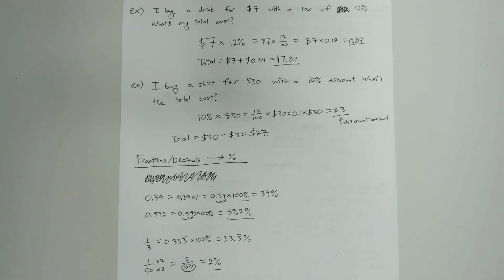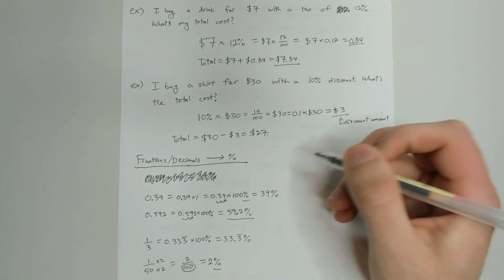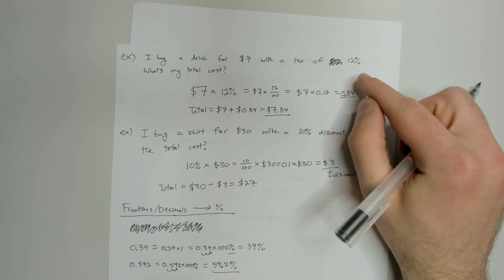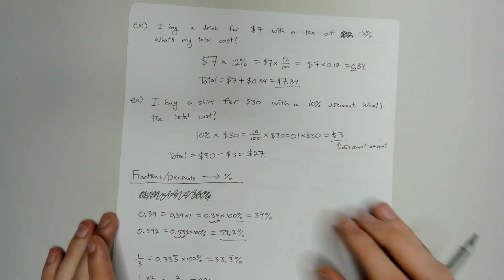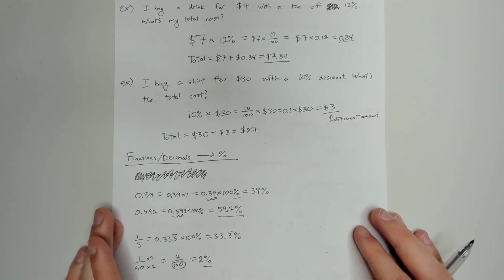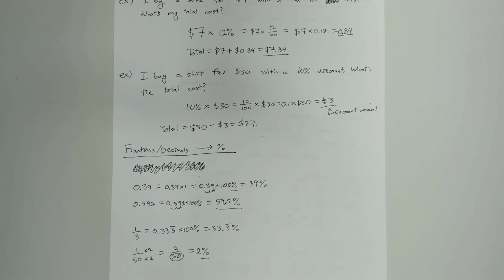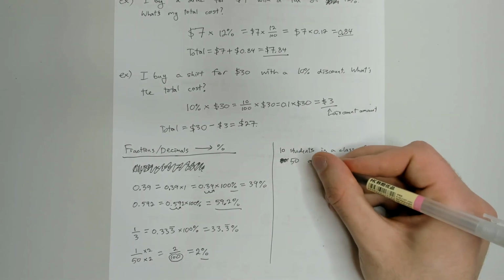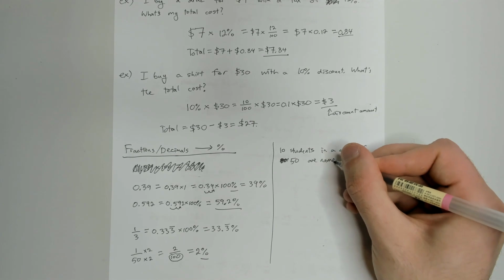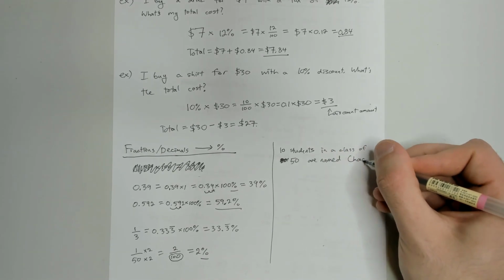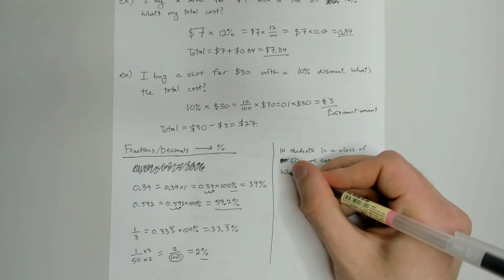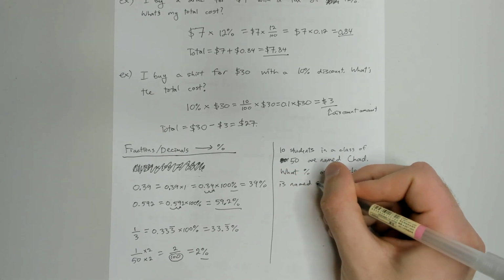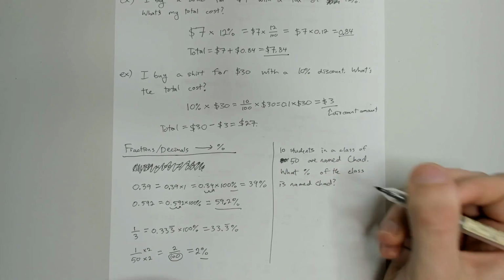Well, one example is actually figuring out a percent, right? So here we're told ahead of time, okay, the tax is 12%, or it's a 10% discount. But what if we had something like 10 students in a class of 50 are named Chad? What percent of the class is named Chad? So here we're trying to figure out the percentage, right?